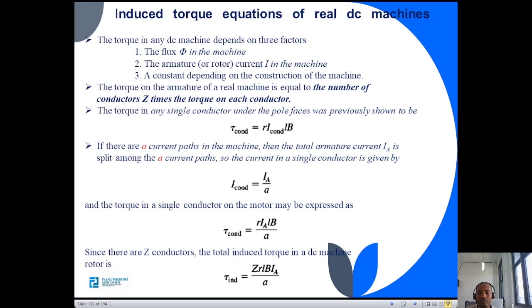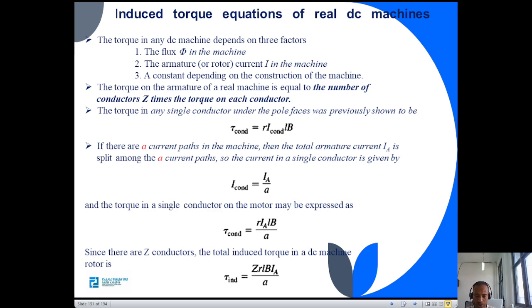And now let us try to generate the torque equation in our DC machine. Similar to the voltage, for the torque in a DC machine to be produced, three things are required: the flux in the machine, the armature current in the machine, and a constant depending on the construction of the machine. So these three things: the machine constant, which is K, the armature current, and flux, are very important.